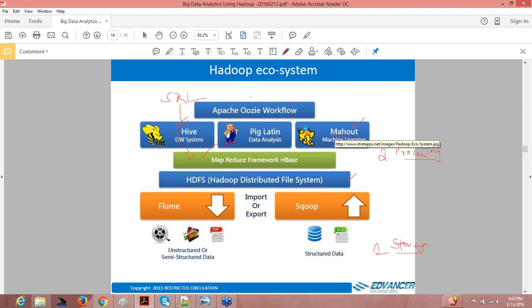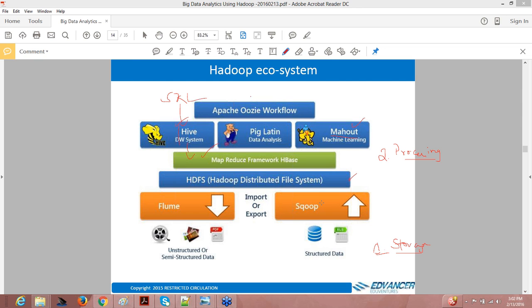So that is Mahout. Mahout has a collection of machine learning algorithms. If you are familiar with supervised learning, unsupervised learning, and algorithms like K-means and naive Bayes, you can use Mahout. Mahout is used for predictive analytics to run machine learning algorithms. So that's about data processing.